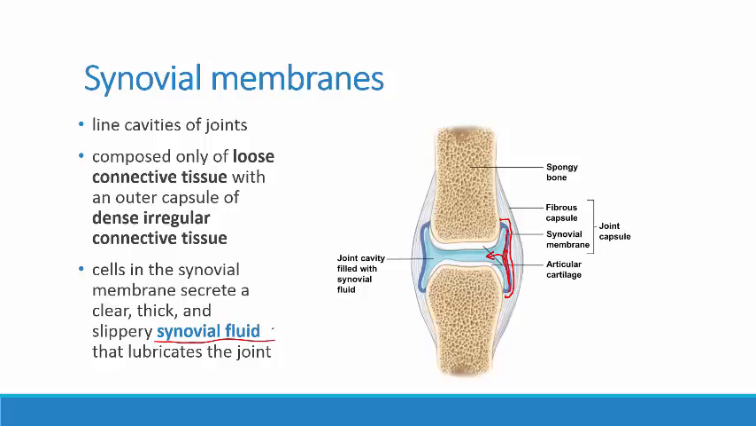So there you are, four different body membranes. Three of them are epithelial membranes: the serous membranes, the mucous membranes, and the cutaneous membrane. And then one of them is a connective tissue only membrane, and that is the synovial membrane.